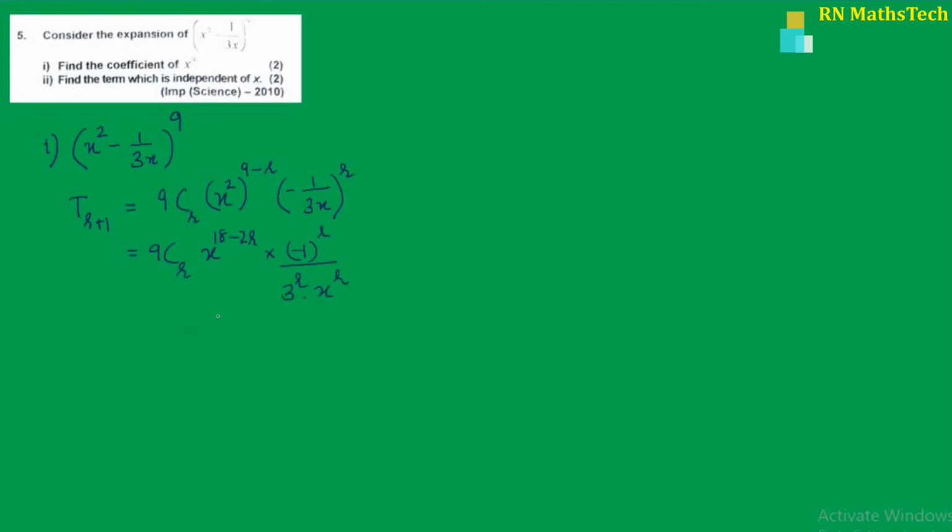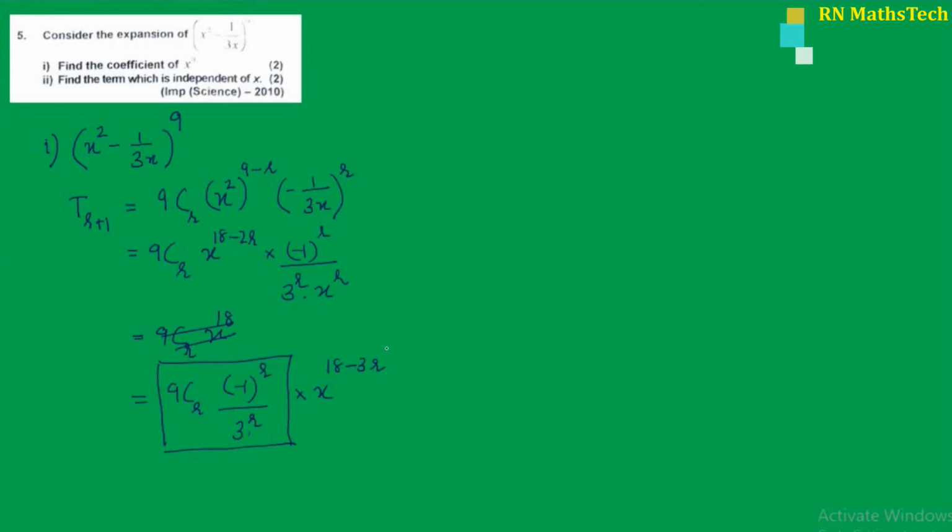So which is equal to 9Cr x^(18−...). Let us write only the coefficient: 9Cr × (−1)^r / 3^r. This is the coefficient, into x to the power 18 − 3r. Now, find the coefficient of x⁹.